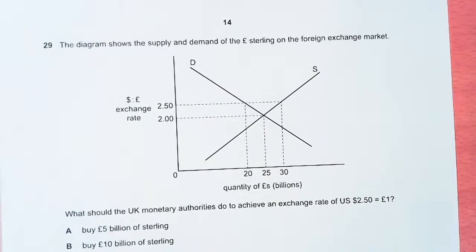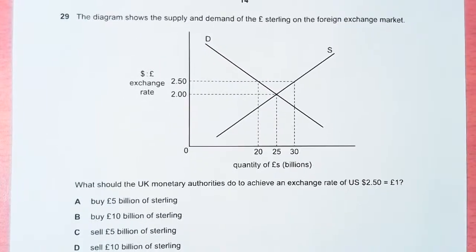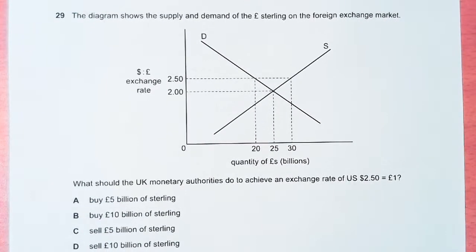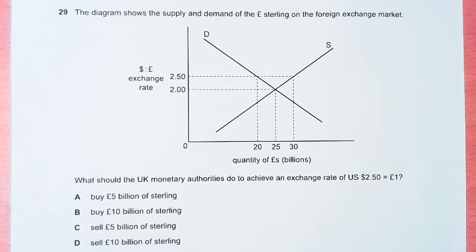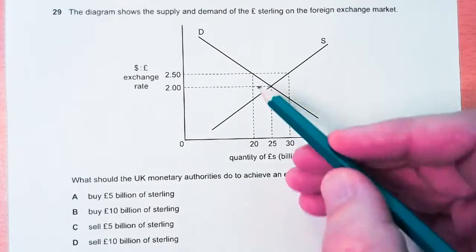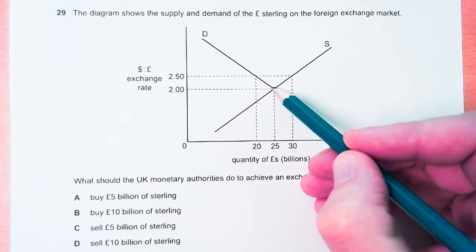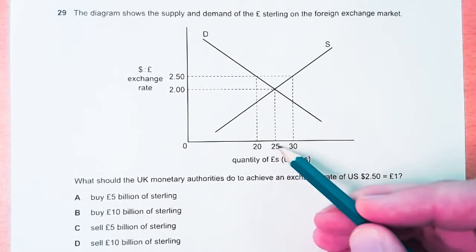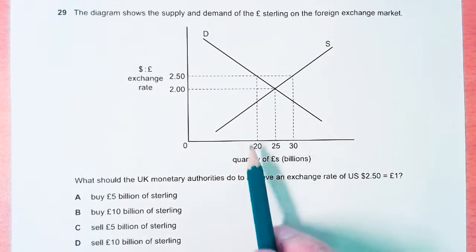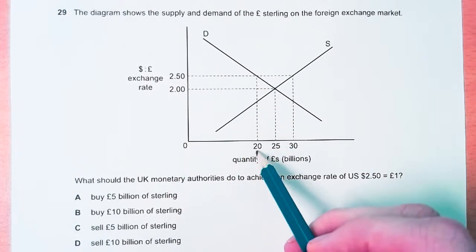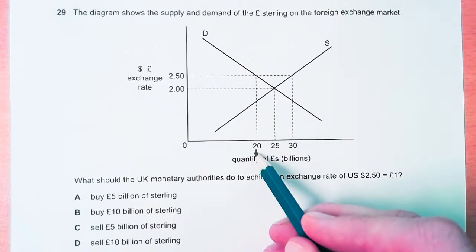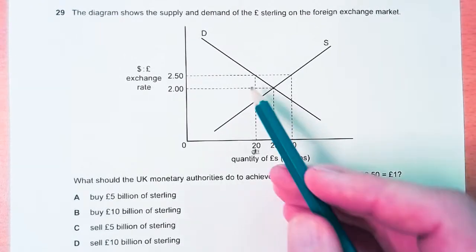Okay, 29. Diagram shows the supply and demand of the pound sterling on the foreign exchange market. What should the UK monetary authorities do to achieve an exchange rate of US dollars $2.50 equals £1? Okay, right, so we can see that that's our current equilibrium at just $2 where 25 billion is consumed, but we can also see at $2.50 20 is demanded.